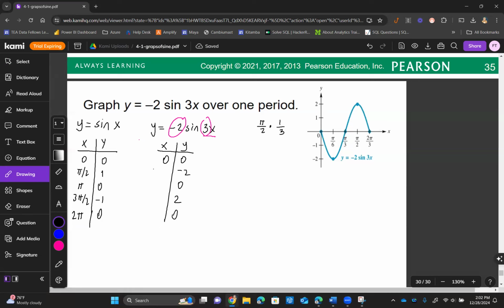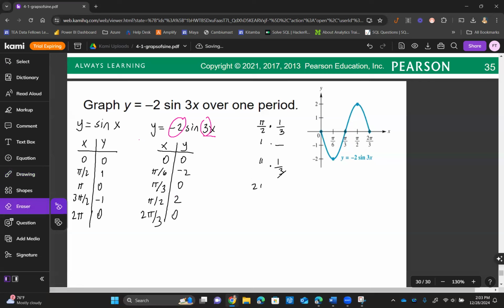Pi over 2 divided by 3 means I multiply it by 1/3, so that's going to give me pi over 6. And then pi must be divided by 3, so I multiply by 1/3, and that's going to get me pi over 3. 3 pi over 2 divided by 3 means multiplying by 1/3, so that's going to get me pi over 2. And then 2 pi divided by 3 is going to get me 2 pi over 3. So I have everything I need to sketch the graph.